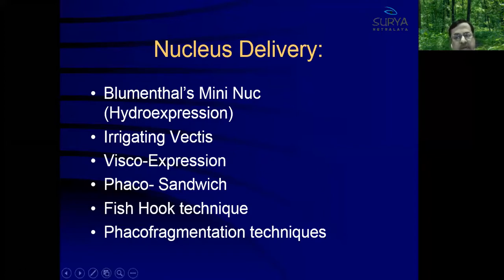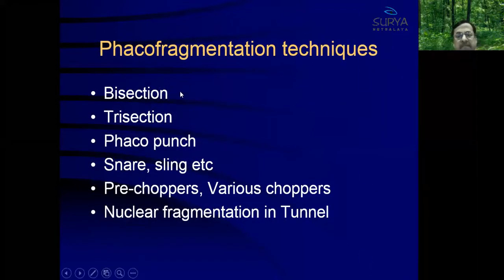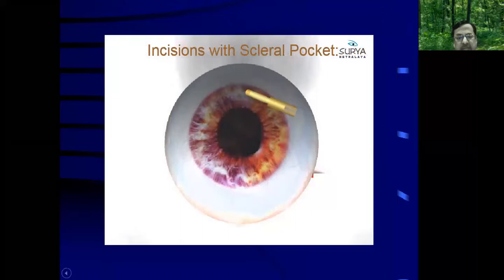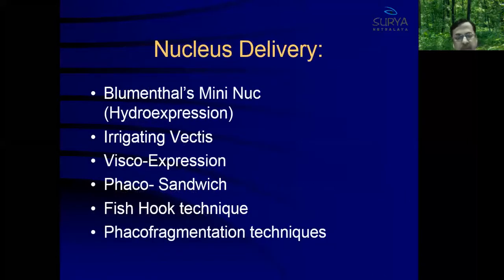You can have a phaco sandwich, where you hold the nucleus between two instruments, sandwich the nucleus and pull it out. There is a technique called the fish hook technique, which is a very rapid and fast technique. And there are multiple phaco-fragmentation techniques, where you divide the nucleus into 2 or 3 pieces. You can do bisection, trisection, phaco punch, use a snare or sling, pre-choppers or various types of choppers, or you can do the fragmentation in the scleral tunnel. I'll be showing all the various techniques with videos. But first of all, I'm going to cover the Blumenthal mini nucleus technique.